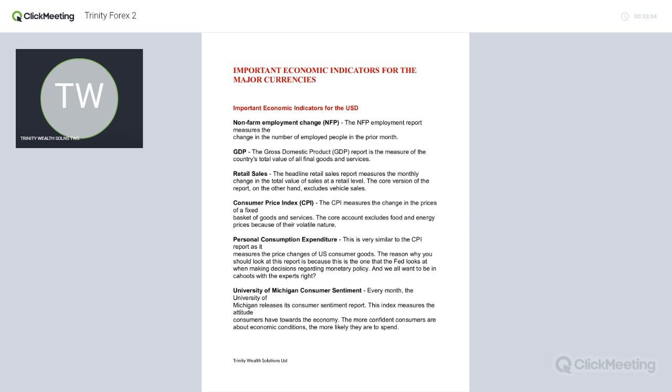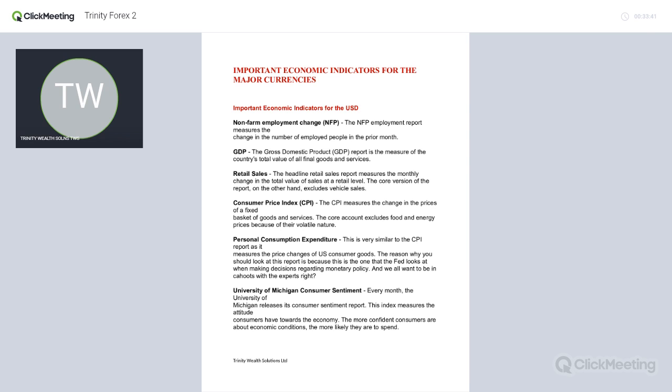For USD, we start with non-farm employment change, the NFP, which is released every first Friday of the month, and that has a very big impact. If it's negative, it means the dollar will go down. If it's positive, the dollar will go up. Every forex trader knows that, even without looking at the calendar. Then we have the GDP, the gross domestic product. We have the retail sales, and the consumer price index, the CPI.